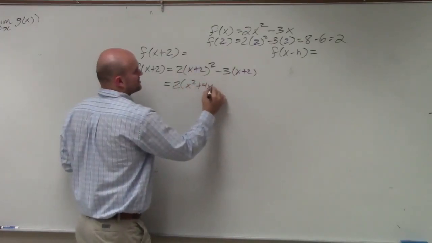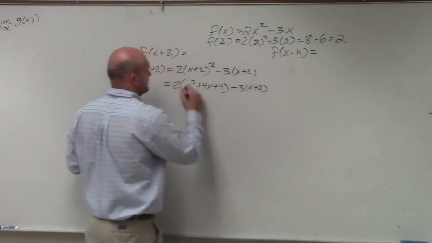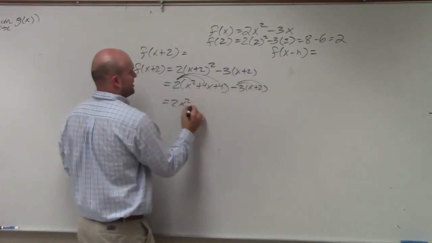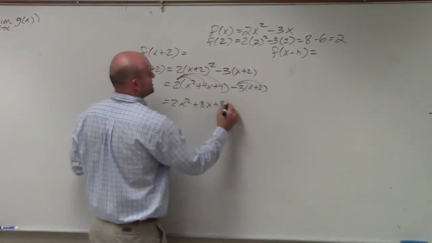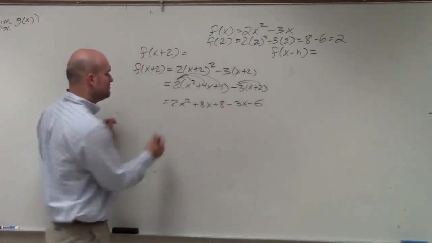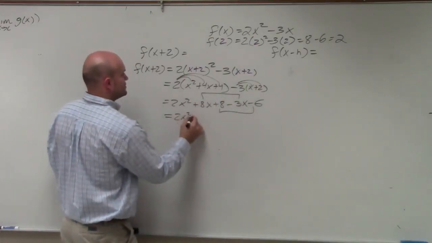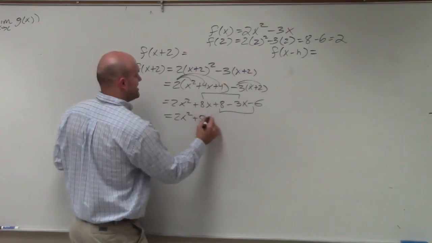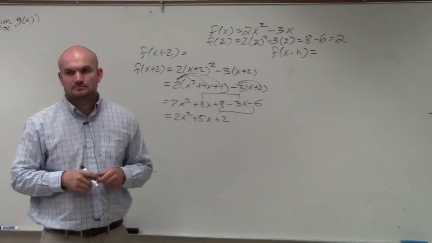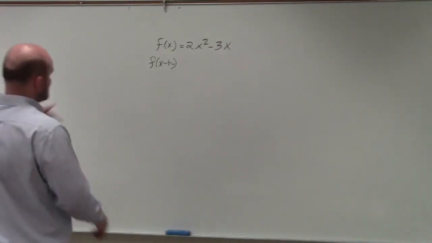x squared plus 4x plus 4 minus 3 times x plus 2. Now you apply the distributive property: 2x squared plus 8x plus 8 minus 3x minus 6. And then you combine like terms. Those are like terms, and those are like terms. 2x squared plus 5x plus 2. Right? Yes?